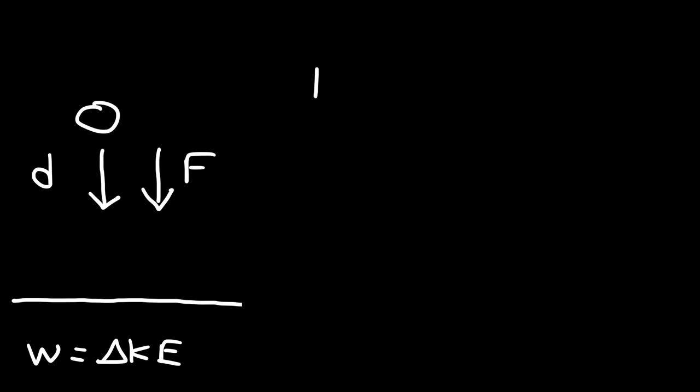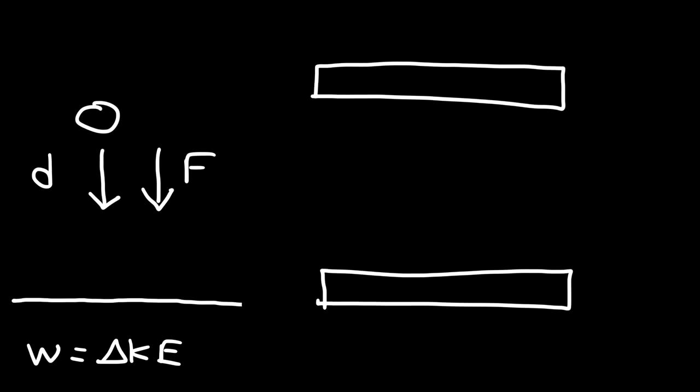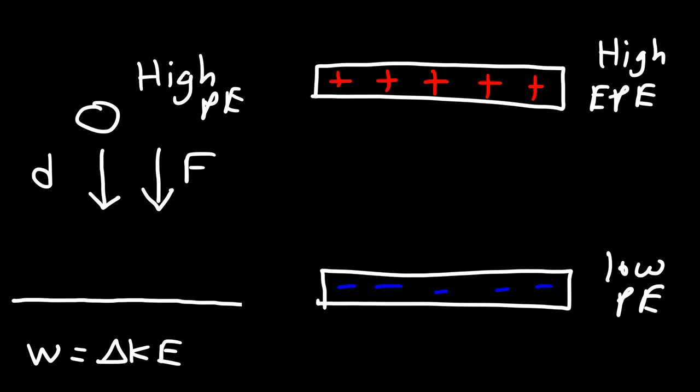So this situation where the ball is falling towards the ground is analogous to this situation. Let's say we have a positive plate at the top and a negative plate at the bottom. A positive plate has more potential energy than a negative plate. So this would have high potential energy, and this will have low potential energy. Now, in the case of the ball falling to the ground, at the top, it has high gravitational potential energy. But when dealing with charges, we need to say electric potential energy. Sometimes you'll see me write EPE for that.